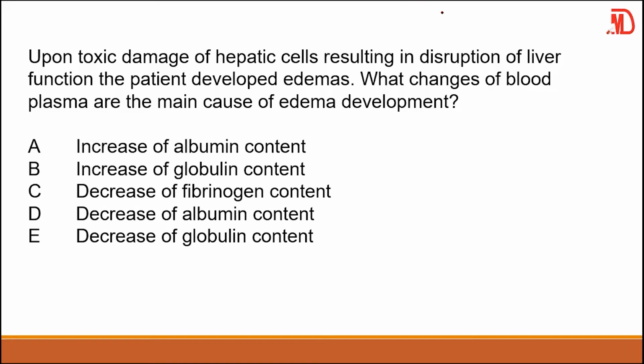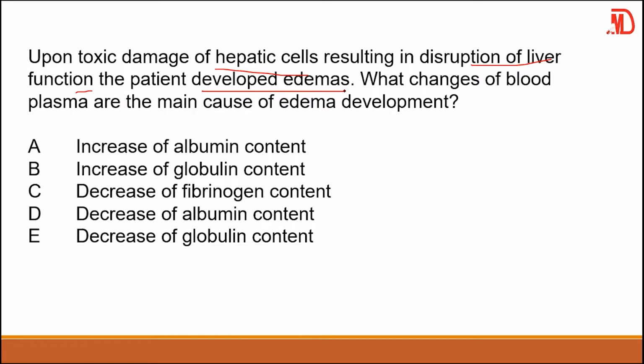Upon toxic damage of hepatic cells. So this guy that I was talking to you about, who is drinking, alcohol abuse. Upon toxic damage of the hepatic cells, resulting in a disruption of the liver function, the patient developed edema. Guys, do you remember when I was saying that this person can develop edema? Ascites can develop. So we could be talking about this person in this question. That's why I said medicine, you always apply. So in real life, I'm having the case, but over here, we're talking about it like for the exams.